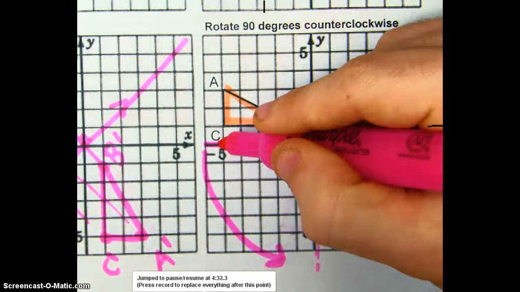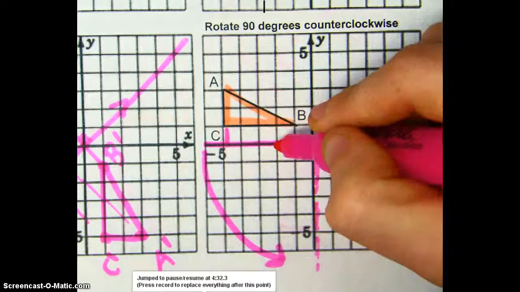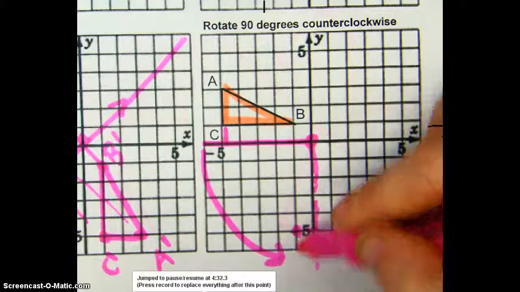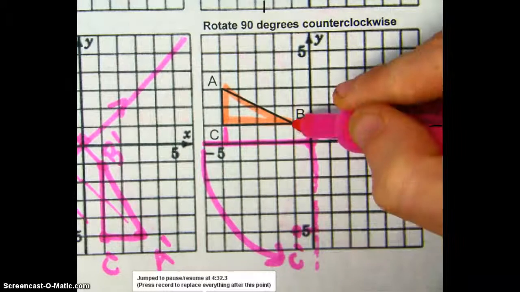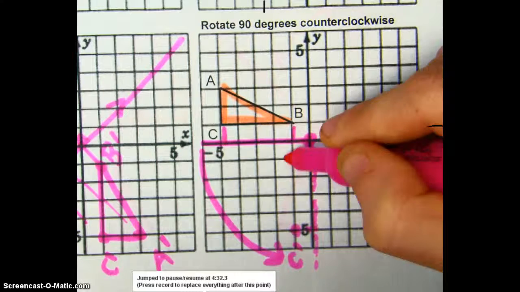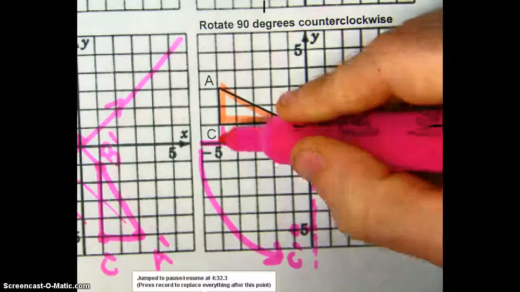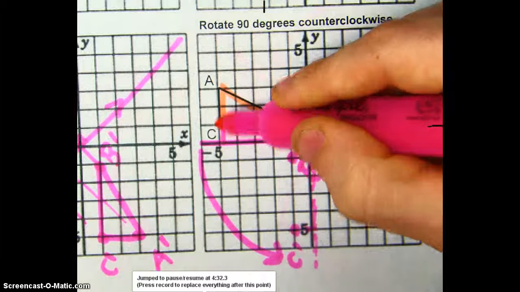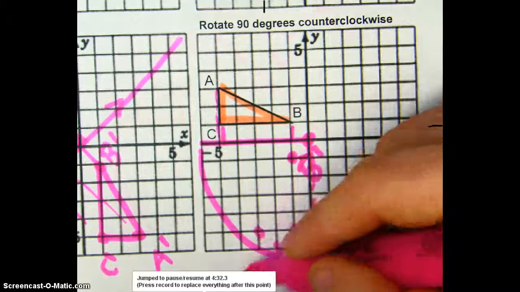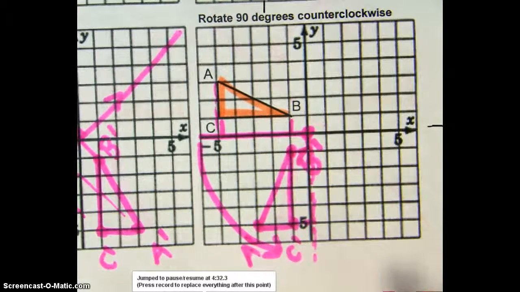So for example, this right here, C, is 1 unit away from the x-axis, which means that when I rotate it, it will be 1 unit away from the y-axis. So here's C prime. B is 1 unit away as well, so it'll again be 1 unit away. There's B prime. A is above C, 3 units in. So 1, 2, 3. There's A prime. Connect my points, and there you have it.